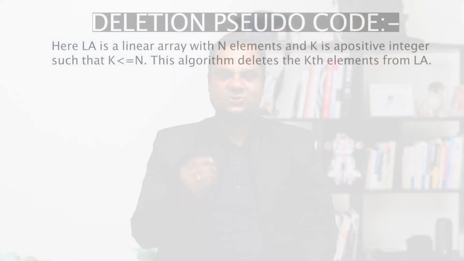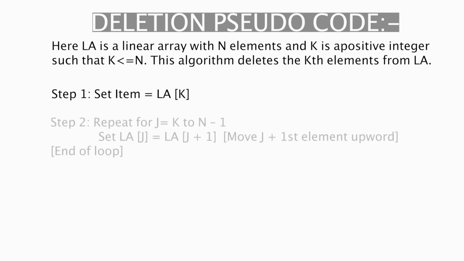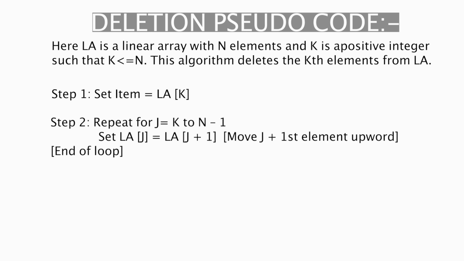By the pseudocode we can understand: step number 1, set item equal to LA of K. When we want to delete an item, we have to assign it with the help of the K pointer. In step 2, we assign J equal to K and apply a loop from K to n minus 1. Set, we transfer the data item from the j plus 1 position to the jth position, and this continues in a loop, and so the end of the loop.